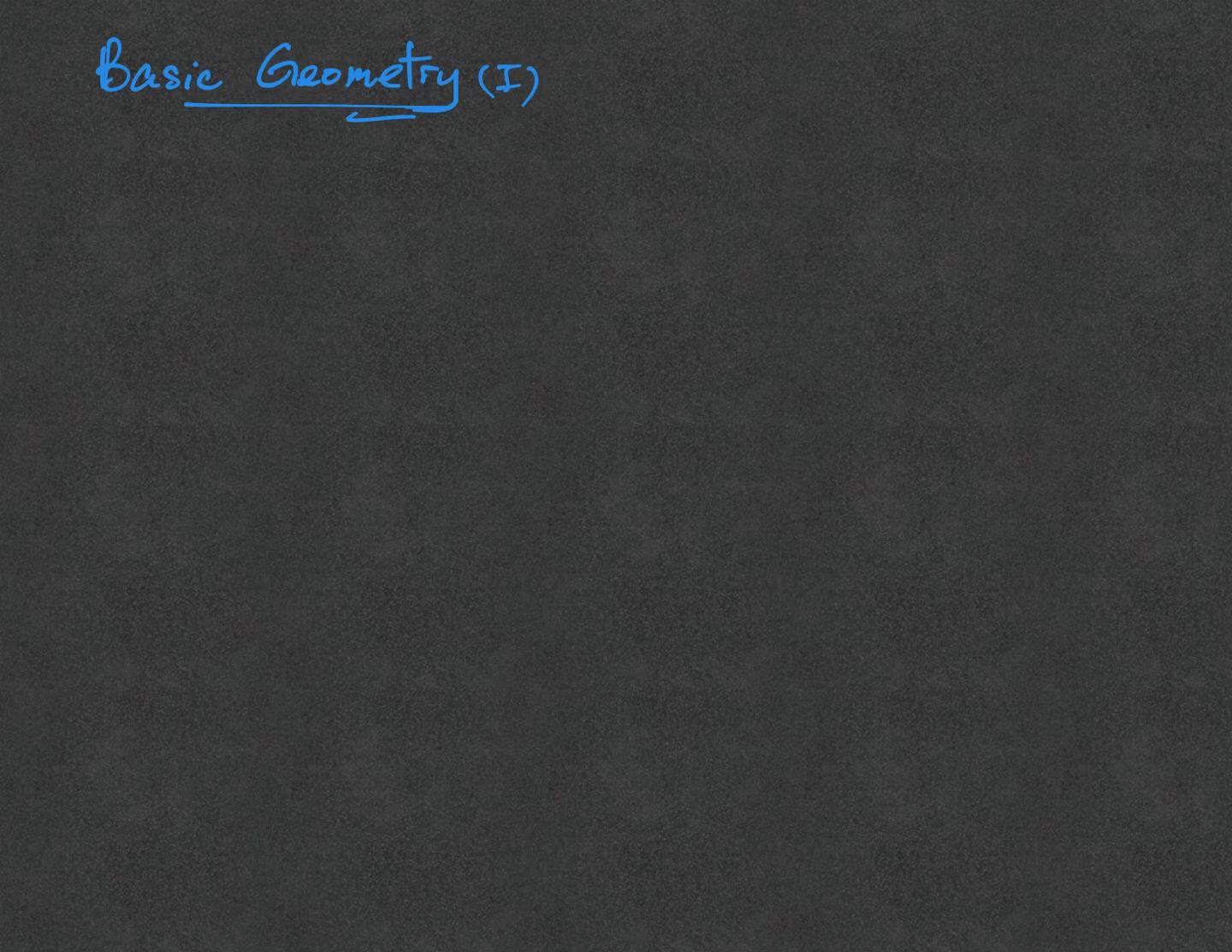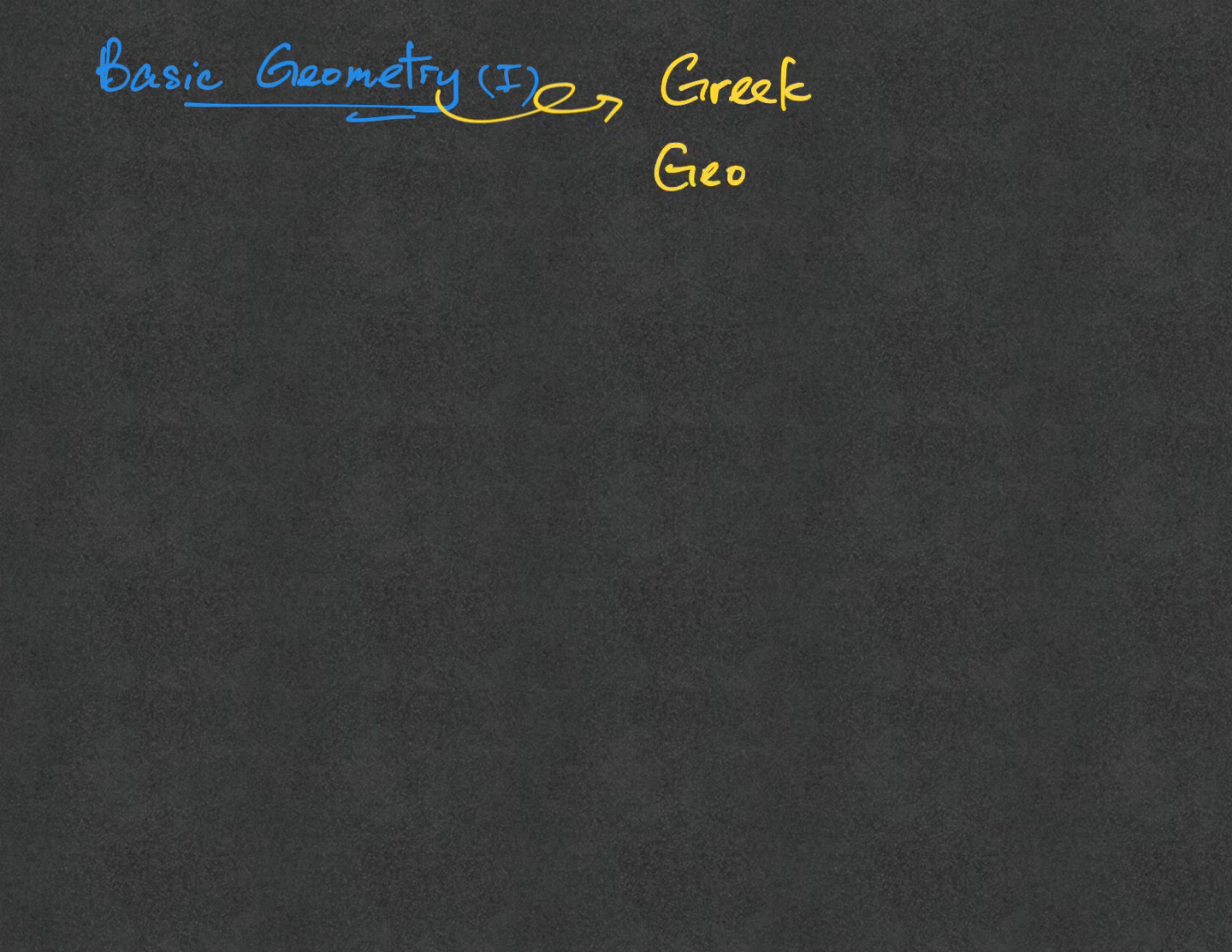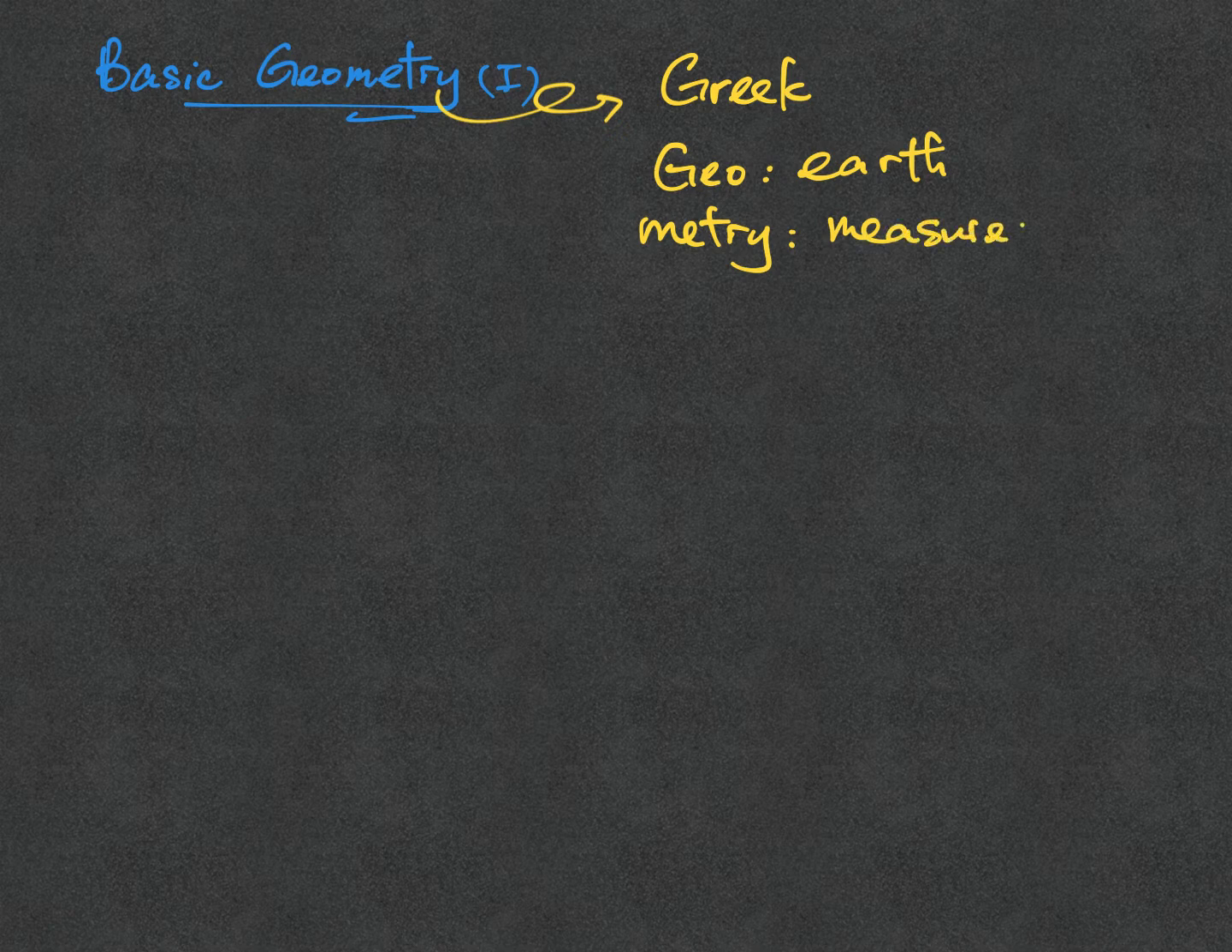This is a series of videos talking about basic geometry. Today, to start with, let's learn the word geometry first. Geometry is a Greek word which consists of two parts. The prefix, called geo, means earth, while the suffix, called metri, means measurement. So as a result, you can imagine this is a study talking about measurement on the earth.